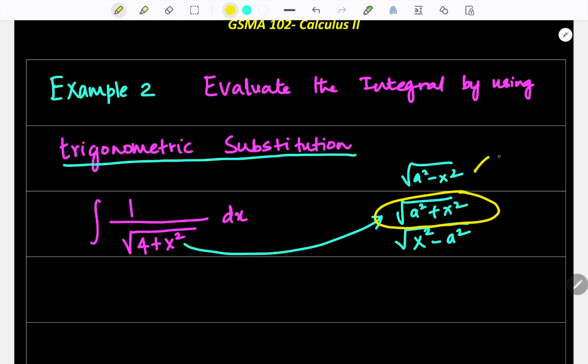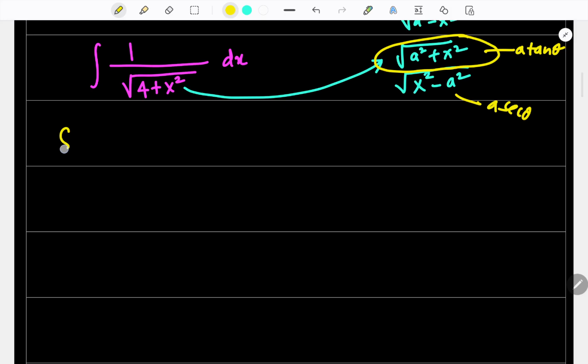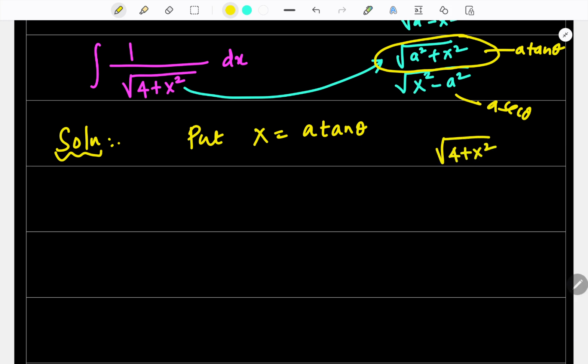Yes. So this is a sine theta, and this is a secant theta, and this is a tan theta, is the substitution. So what are we doing? We are going to take the substitution, put x is equal to a tan theta. Now we want to find the value of a. Look at this one, square root of 4 plus x square. So what is your a square? Which is 4. So a is equal to 2.